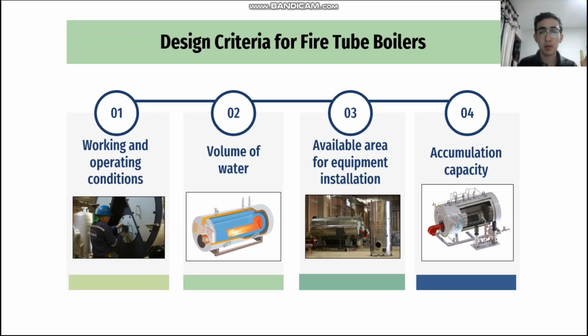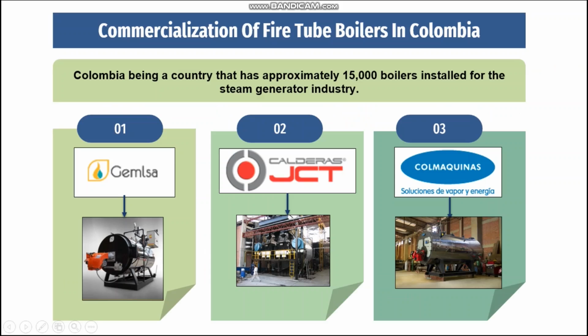All the elements of the boiler must be organized so as not to exceed the available space. Finally, another aspect to take into account for the design of the boiler is the accumulation capacity, since if this is not well defined previously, there could be problems of pressure and flow fluctuation, which would not be beneficial for the boiler.